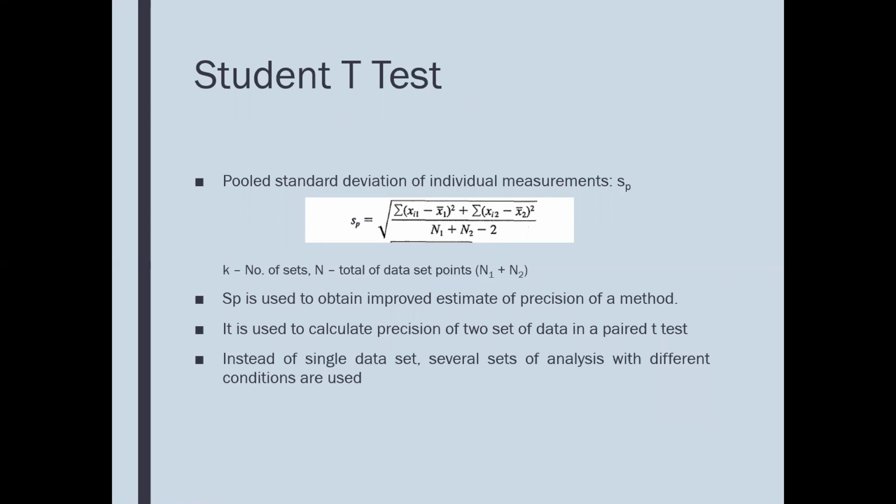As the expression shows, for the calculation of sp, it will be the summation of xi1 minus x1 bar, the whole square, that is for the first data set, plus the summation of xi2 minus x2 bar, the whole square, which is for the second data set. The sp is used to obtain an improved estimate of the precision, and it is also used to calculate the precision of two sets of data in a paired test as well. So instead of a single data set, several sets of analysis with different conditions can be used.